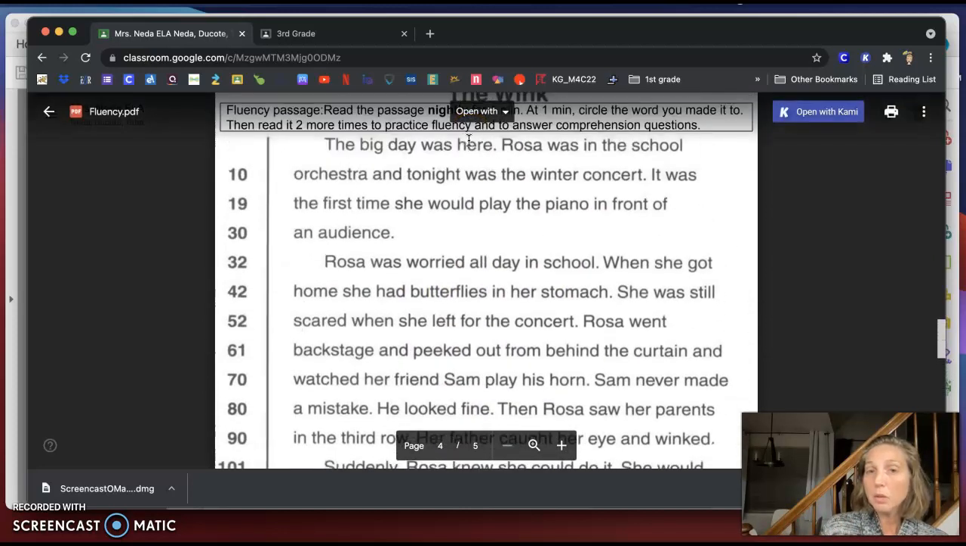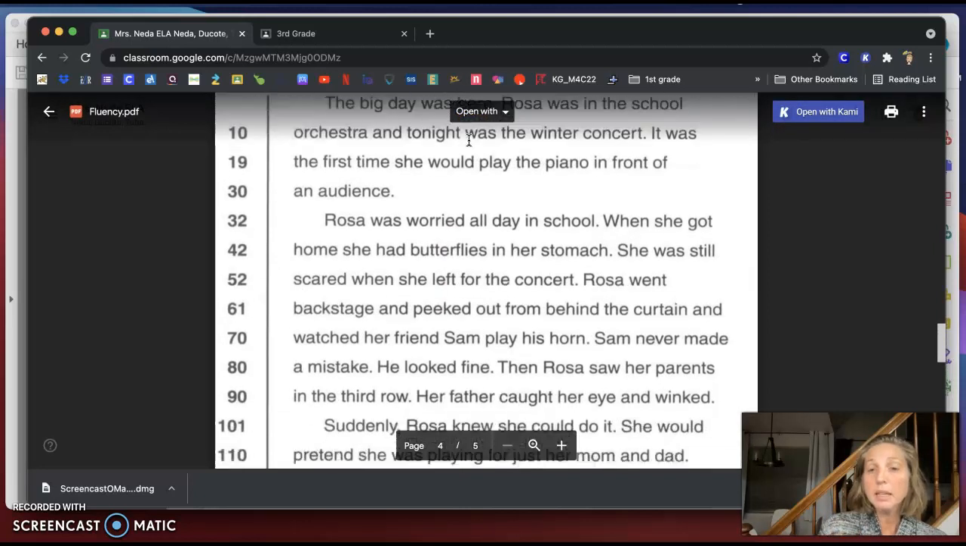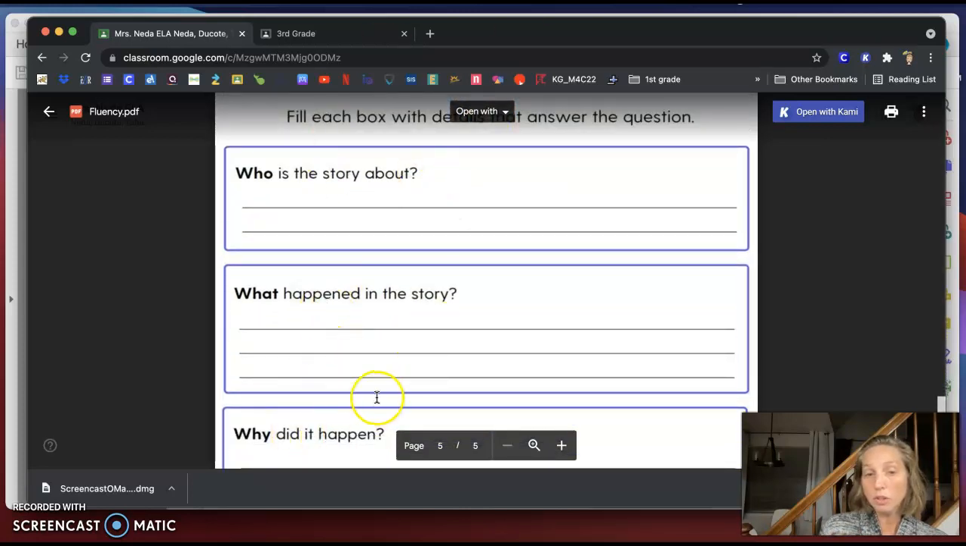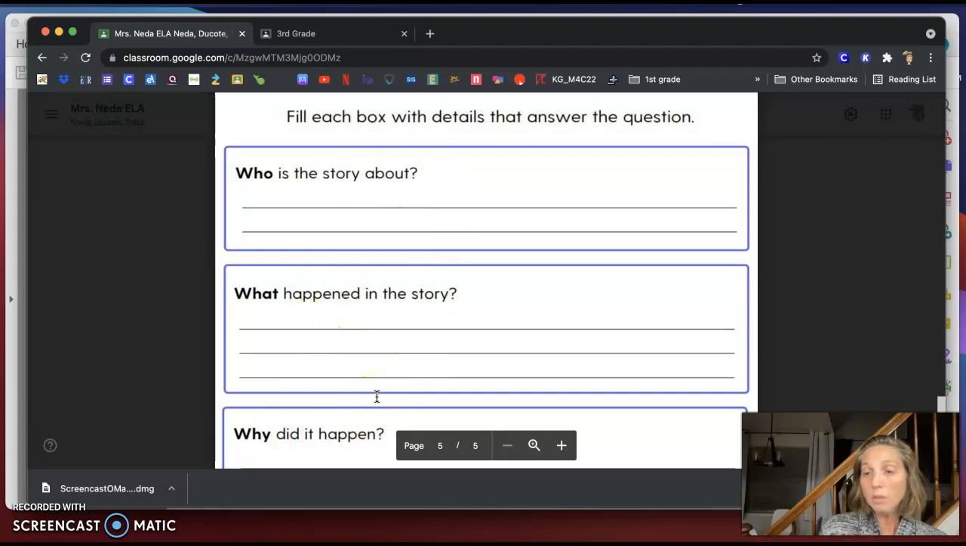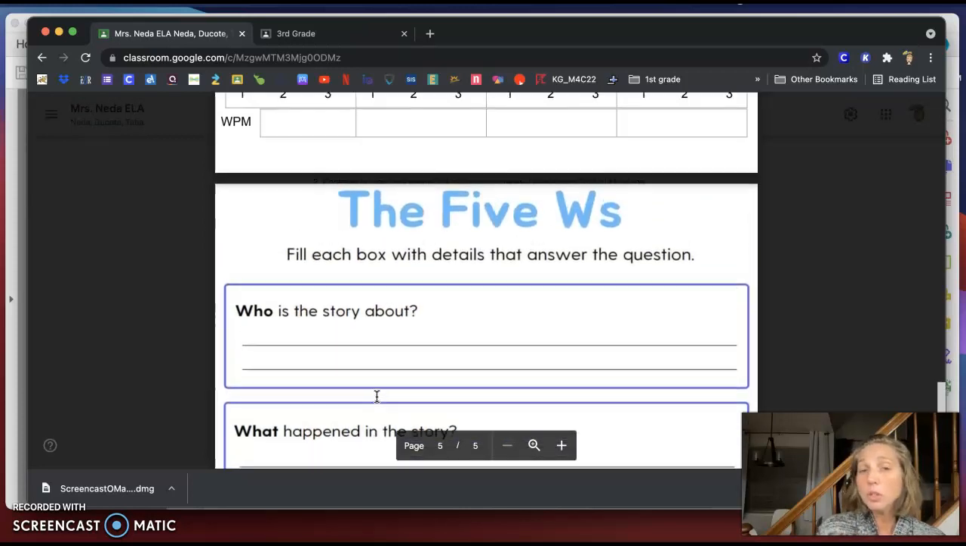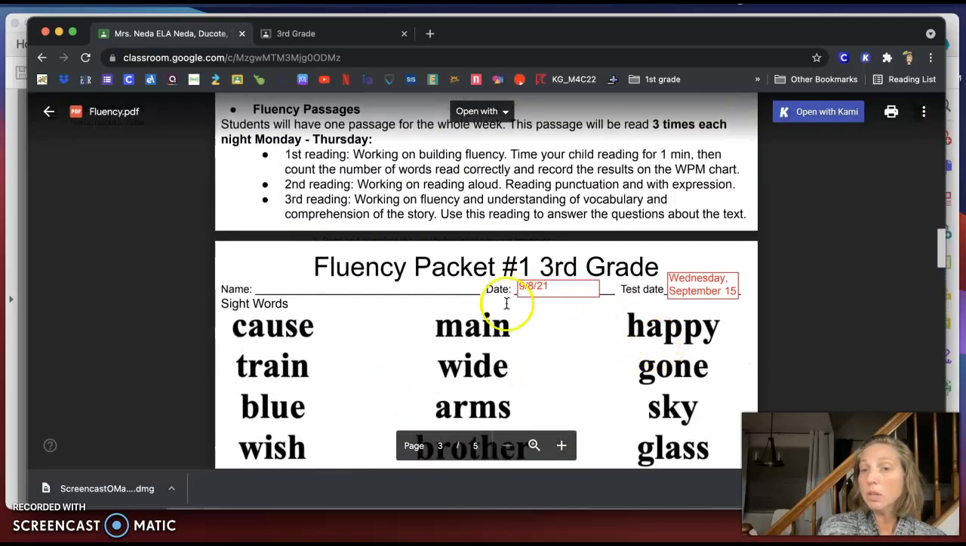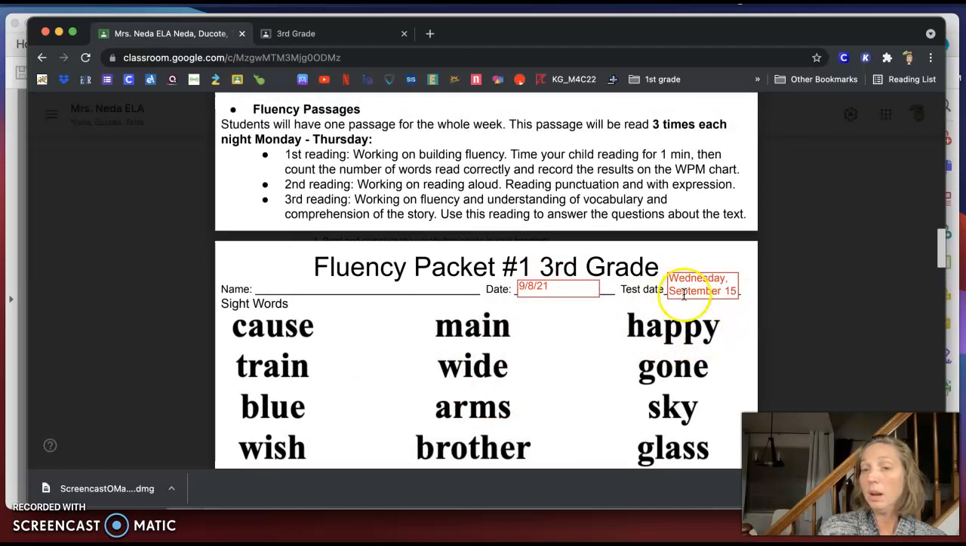Then I'm going to come back and read it a third time. The third time that I read it is when I'm going to go to the next page and answer some of these questions. I don't have to answer all of these questions at one time. I'm just going to pick one or two. And then you'll see that it's not due until the test date. So you won't turn this in to me until the day of our test. Okay, so you have until September 15th to answer all of those questions.